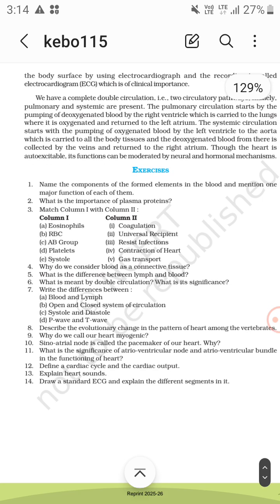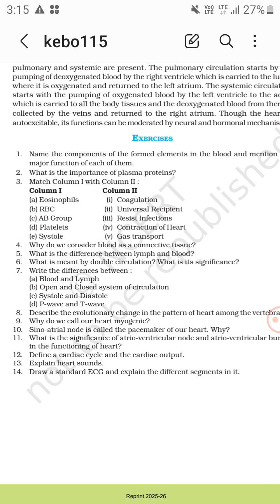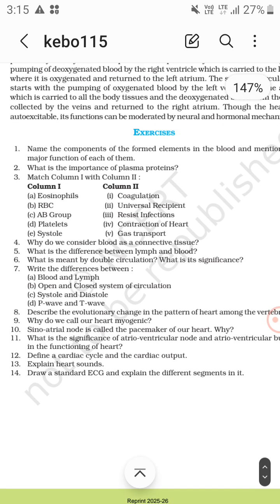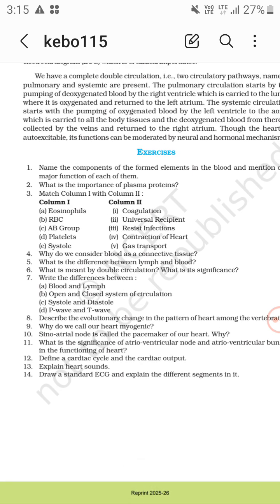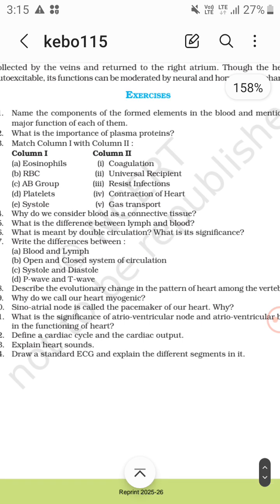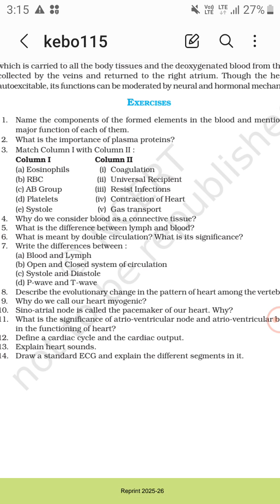What is meant by double circulation and what is its significance? Double circulation means we have two paths, that is pulmonary circulation and systemic circulation. Its significance is that it precisely regulates the process. Now, what is the difference between blood and lymph? As I told you, blood contains proteins and formed elements, while lymph contains less protein content. Open and closed system of circulation.